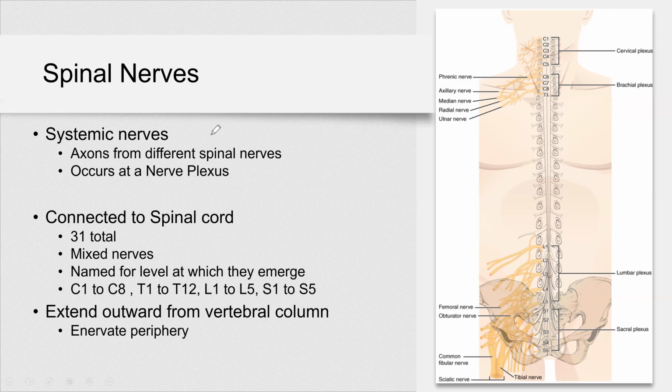That makes sense? So spinal nerves connected to the spinal cord, we have 31 pairs, obviously not 31 total, but 31 pairs. They are all mixed. That means they carry sensory and motor fibers, and they're named for the level at which they emerge, right? So we have C1 to C8, T1 to T12, L1 to L5, S1 to S5. And they extend outward from the vertebral column and innervate the periphery, right? Okay. Hopefully it makes sense.